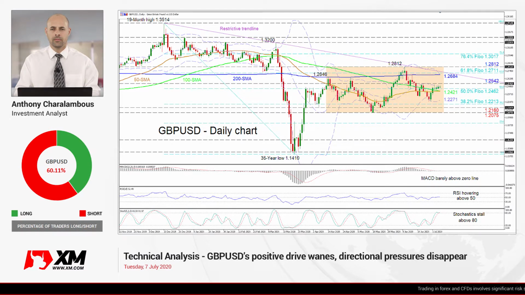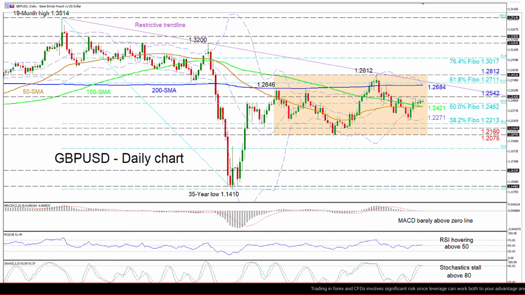Today we'll be looking at GBPUSD on the daily chart. So zooming in, we can see that cable's lack of momentum has frozen the pair around the mid-Bollinger Band and above the 1.2462 mark, that being the 50% Fibonacci retracement of the down leg from 1.3514 to 1.1410. Despite the recent improvement from the lower Bollinger Band, the short-term oscillators reflect a state of evaporated directional momentum.